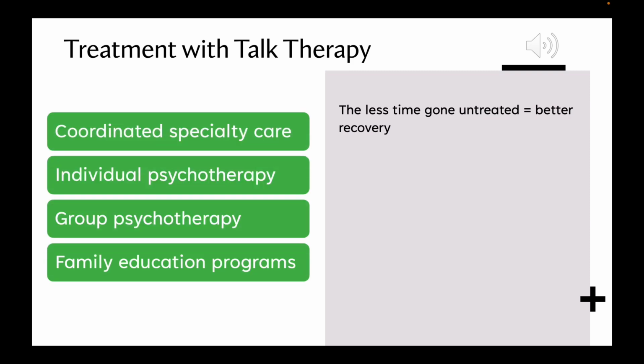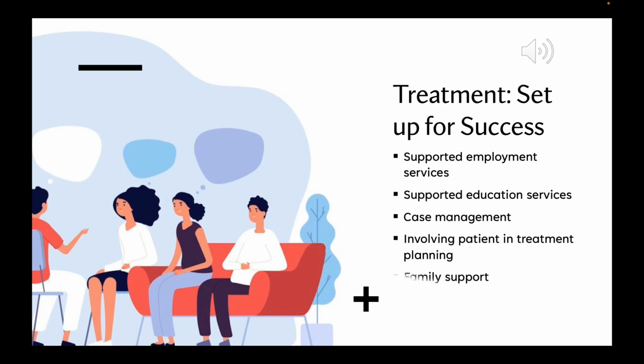Another form of treatment is talk therapy. Coordinated specialty care, individual psychotherapy, group psychotherapy, and family education programs are types of therapy as well. Additional things that can help set someone living with psychosis up for success are supported employment services. So being employed through a program that either helps with understanding the hours that someone with psychosis can work, or, in the event that they couldn't work, having special services for them in the workforce, as well as supported education services, so same idea but on an education basis.